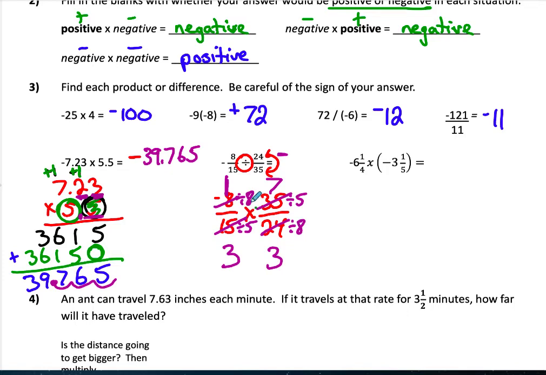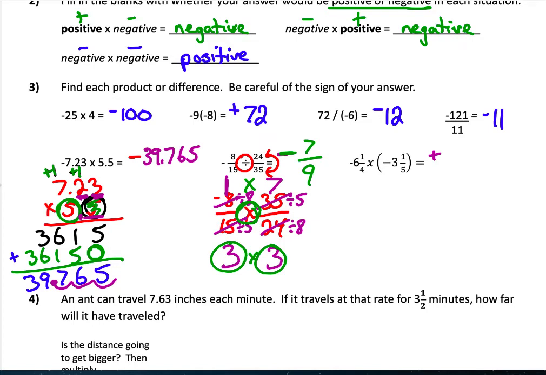When we're done, we remember that it's still multiplying. So 1 times 7 is 7. 3 times 3 is 9. And I get an answer of negative 7/9. Next one, negative 6 and 1/4 times negative 3 and 1/5. So a negative times a negative is a positive.